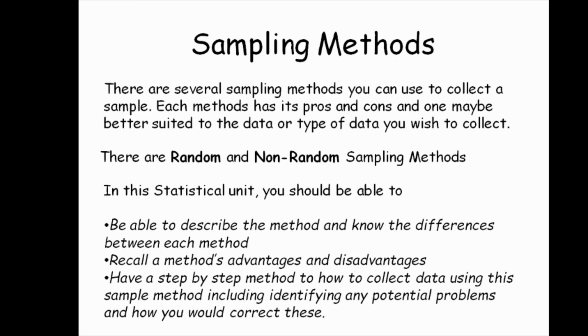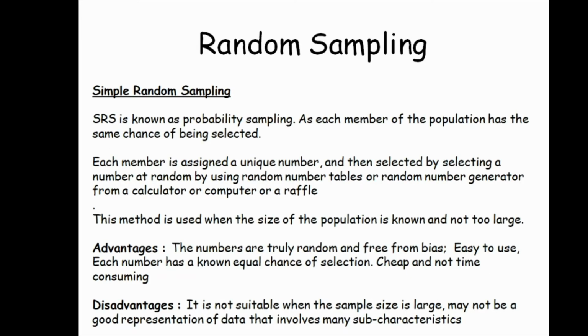So if you were to get a sample method question in an exam paper, it would probably be worth potentially 3 or 4 marks, in which you'd have to give a step-by-step method of how that data is to be collected, and also identifying something that could easily go wrong and how you'd go about correcting that issue. So moving on to random sampling.